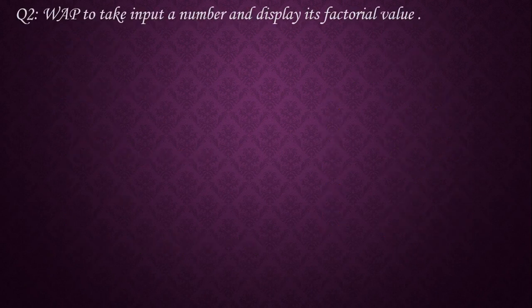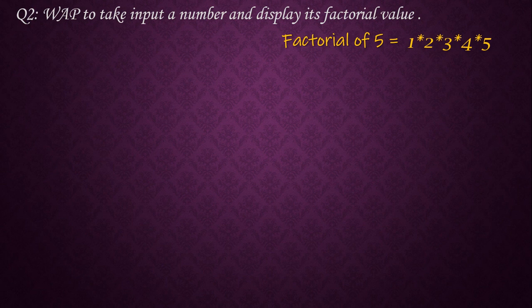So let us take another program. It is told to take input a number and display its factorial value. What is a factorial? Factorial of a number is when every number from 1 to that number is multiplied. For example, if we take the factorial of 5, then it will have the value of 1 into 2 into 3 into 4 into 5. That is, from 1 to 5, all the numbers will be multiplied to get the factorial value of 5, which is 120.